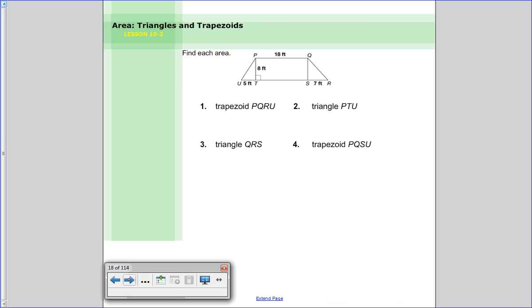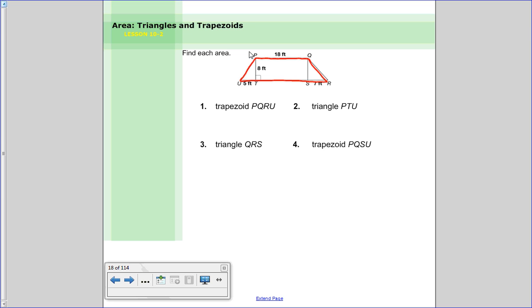Let's see what else we have. Oh, and then we're actually at the end of the lesson. But why don't we just try this one for a nice little practice. Number 1 says find the area of trapezoid PQRU. So this whole trapezoid, PQRU. So we're going to go ahead and do that.